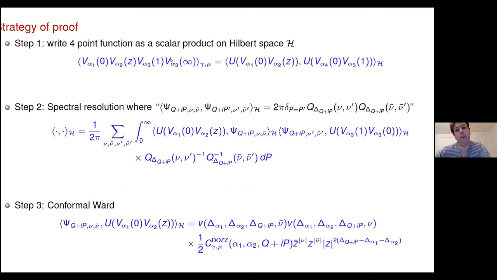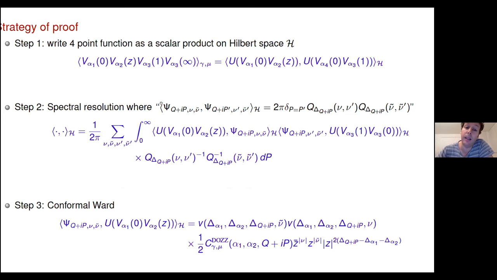Now, once I write my four-point probabilistic function as a scalar product, I decompose on a basis. And you know, on the real line, there's a natural generalized basis, which are the Fourier functions, the e to the i p x. And here there's a similar thing going on: I can decompose my Hilbert space on a basis, and this basis depends on p. This is the Fourier mode. It corresponds to actually the c integral in my Liouville definition. So I can construct a basis which depends on P and on two Young diagrams, nu and nu tilde.